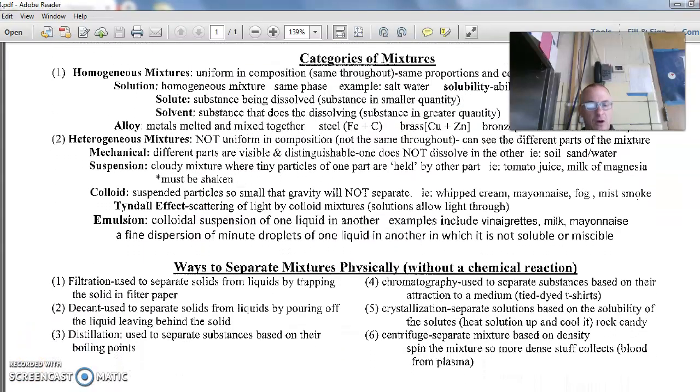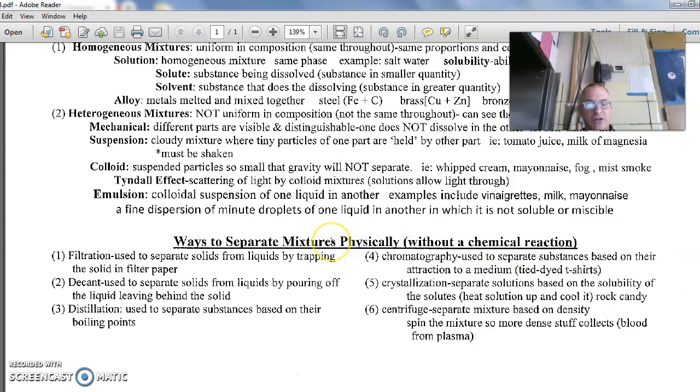In our final video, our third video, we'll take a look at ways to separate mixtures. You do not need a chemical reaction. You can separate them physically, and we'll take a look at ways to separate them physically.